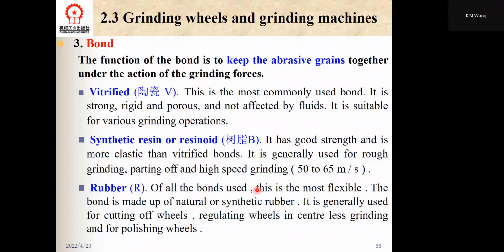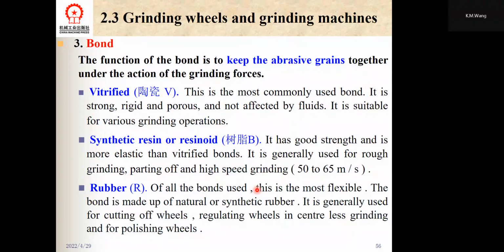And the second is synthetic resin or resinoid. It has good strength and is more elastic than vitrified bonds. It is generally used for rough grinding, parting off, and high-speed grinding. The speed usually can reach 50 to 65 meters per second. And the third is rubber.